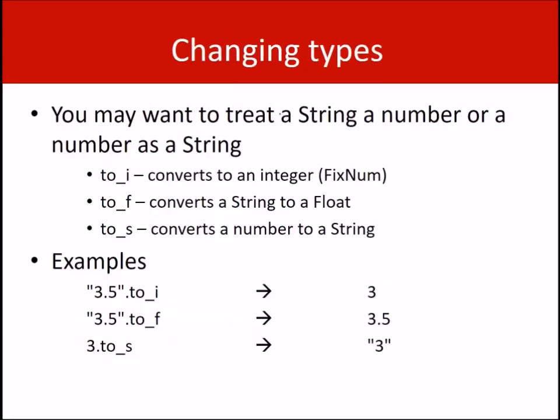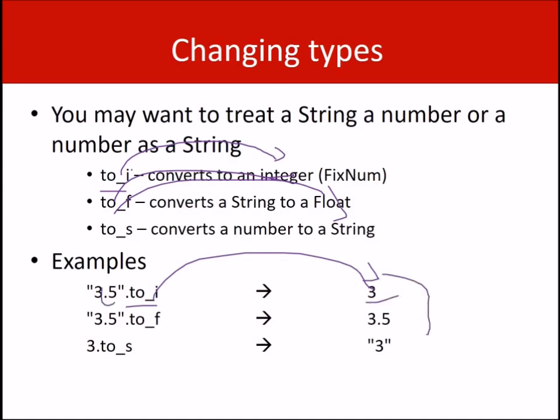Now changing types, you may want to treat a string as a number or a number as a string. This is quite obvious when you are programming. So you would really want to treat a number as a string and vice versa. For that you use to_i. You can convert to an integer, convert to a float, convert a number to a string. Like 3.5 and 2.to_i, that becomes an integer from a string, and all these examples.